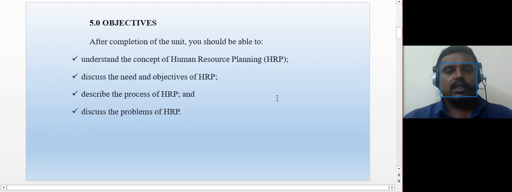What are the objectives of this unit? To understand the concept of human resource planning, discuss the needs and objectives of human resource planning, and describe the process of human resource planning and the problems of human resource planning.